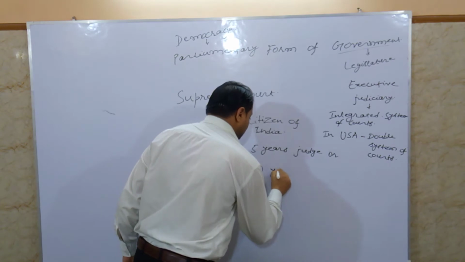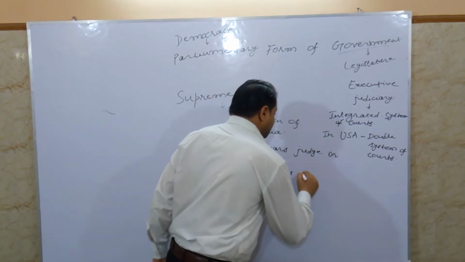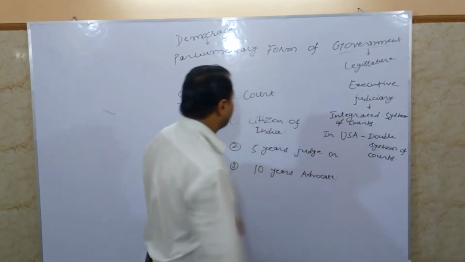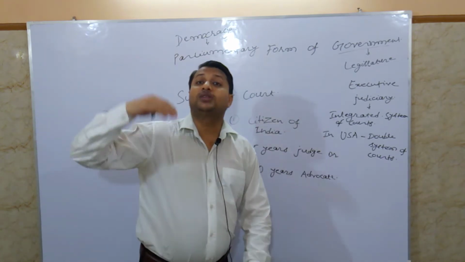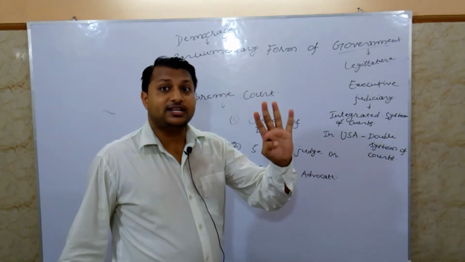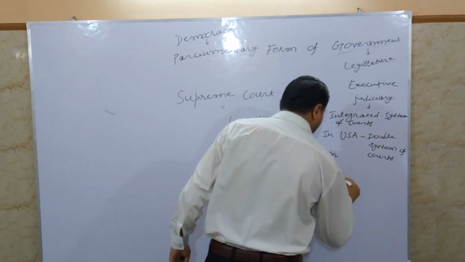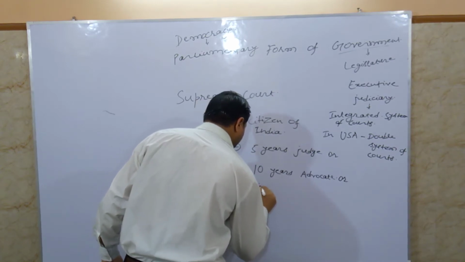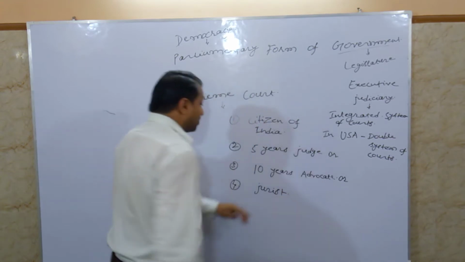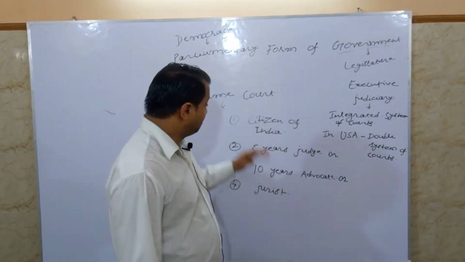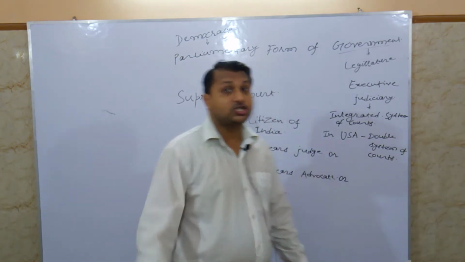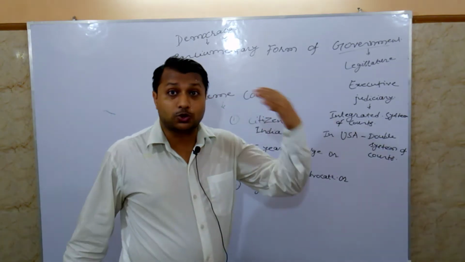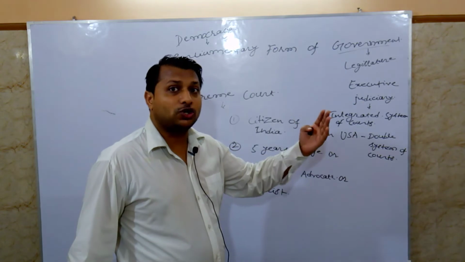So 10 years as an advocate of the High Court or High Courts in succession. Or you can say, a jurist, in the opinion of the president. Because the president appoints the judges of the Supreme Court, if in the opinion of the president a person is a distinguished jurist, he can also be appointed as a judge of the Supreme Court.